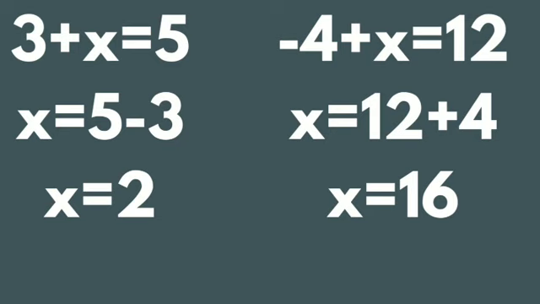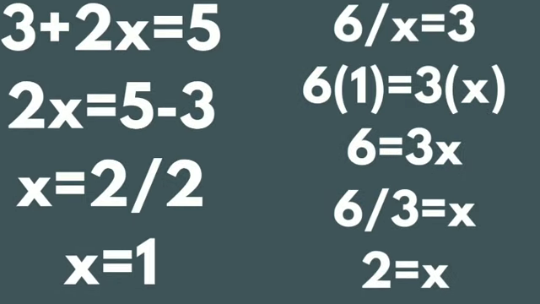Next is minus 4 plus x equals 12. 4 is negative on this side of equality. So when we move 4 to the other side of equality, it will be positive. x equals 12 plus 4, x equals 16. So we have found the value of x, which is 16. So this is the solution of these equations.